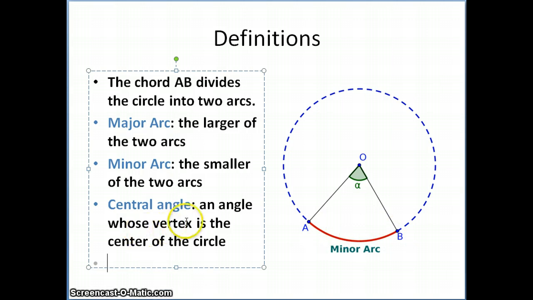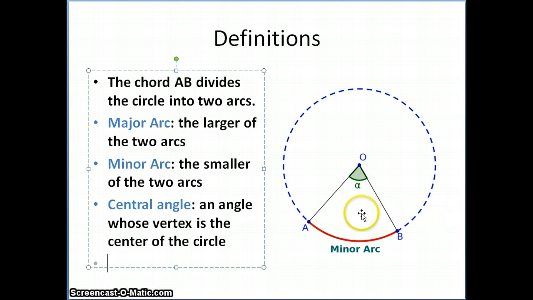And a central angle is an angle whose vertex is the center of the circle. So if we draw 2 line segments, this is the vertex, which is also the center of the circle, and we connect the center and the 2 points on the circle. We get an angle. This angle here is called the central angle. We can measure this angle and find its degree.